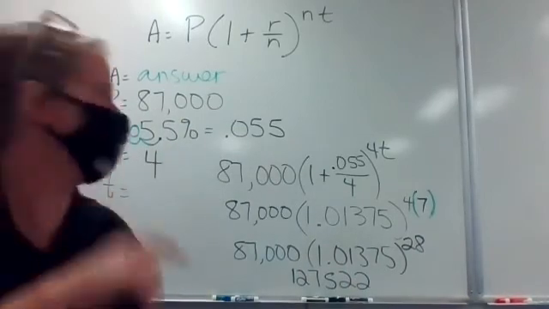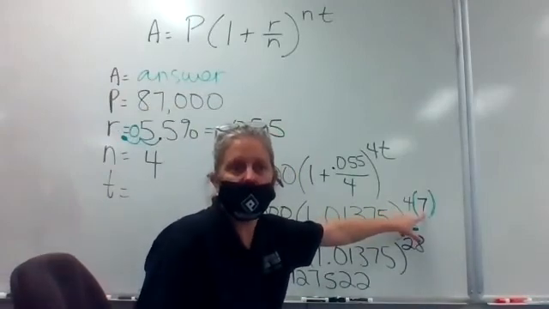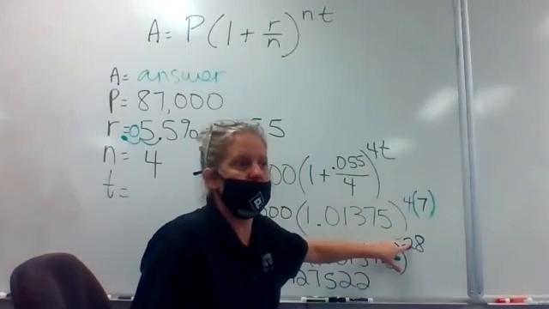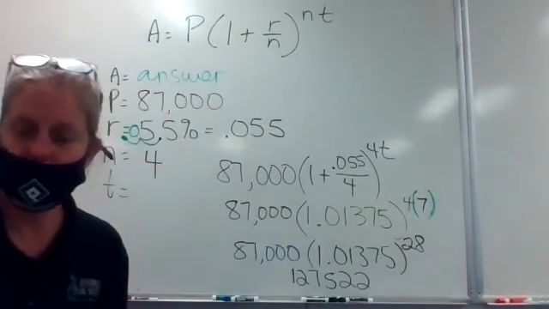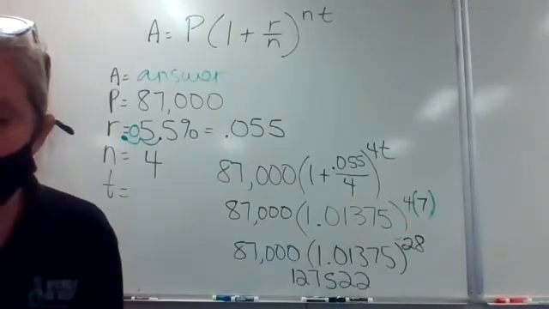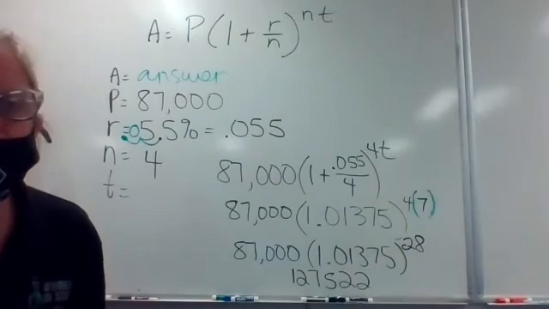Okay, and then it just has one more for 10 years. So you're just obviously just going to change that to a 10, which changes your exponent to a 40. And then do the same thing. All right, last one. Number 13.